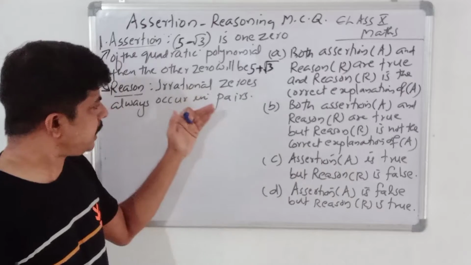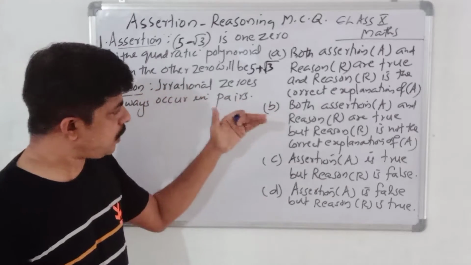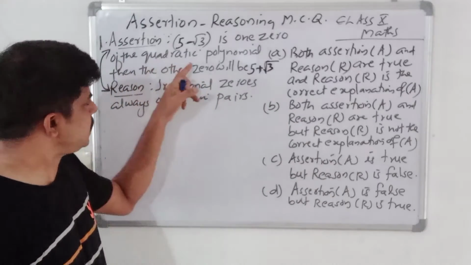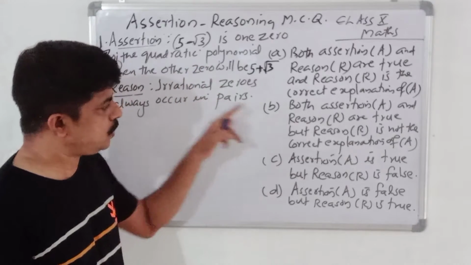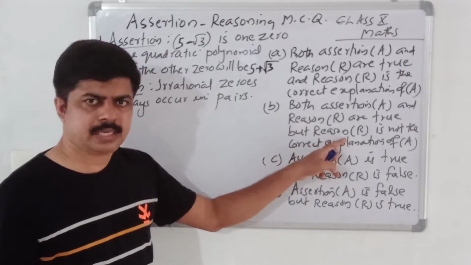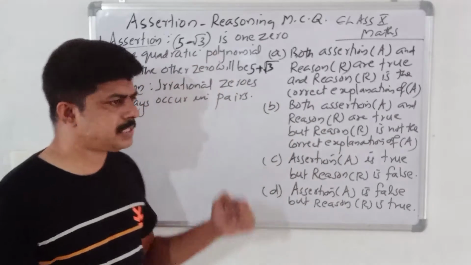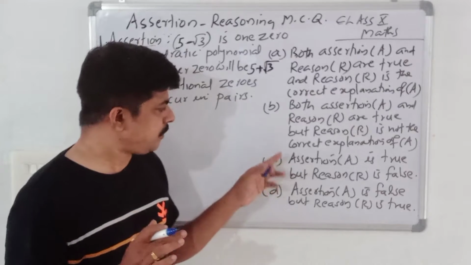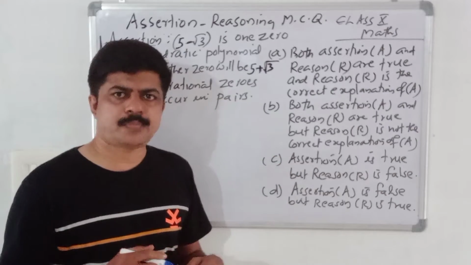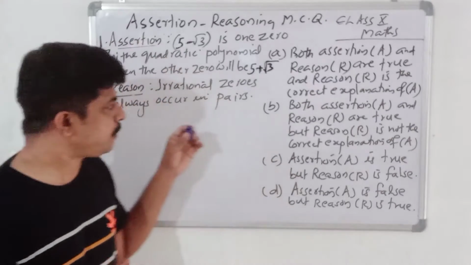If you cannot connect them with "because", that means if this is not the correct explanation of the first statement, you will go for the second option. Sometimes both the statements do not match at all. That time we have to go for either option C or D. Now let us come to the question.